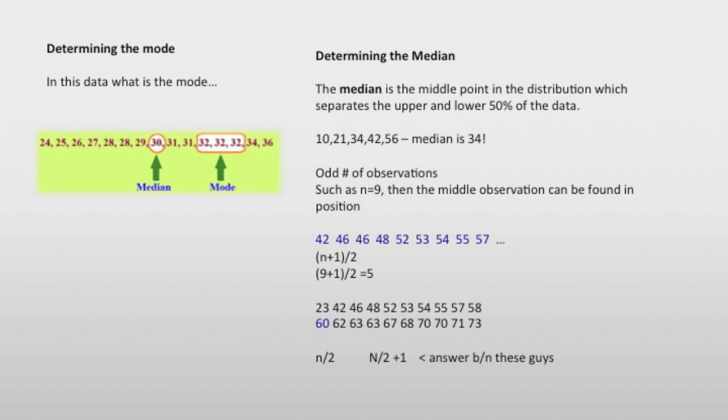So now we know that the numbers are between 58 and 60. And what you do to get the average in between that is add 58 plus 60, and then divide by 2. And now we know that the median for this distribution is 59.